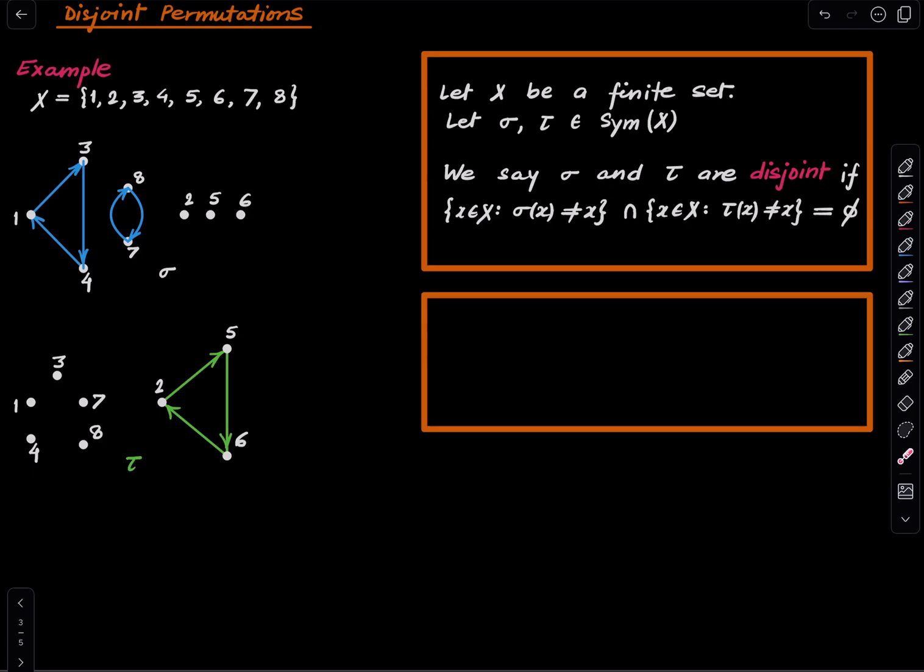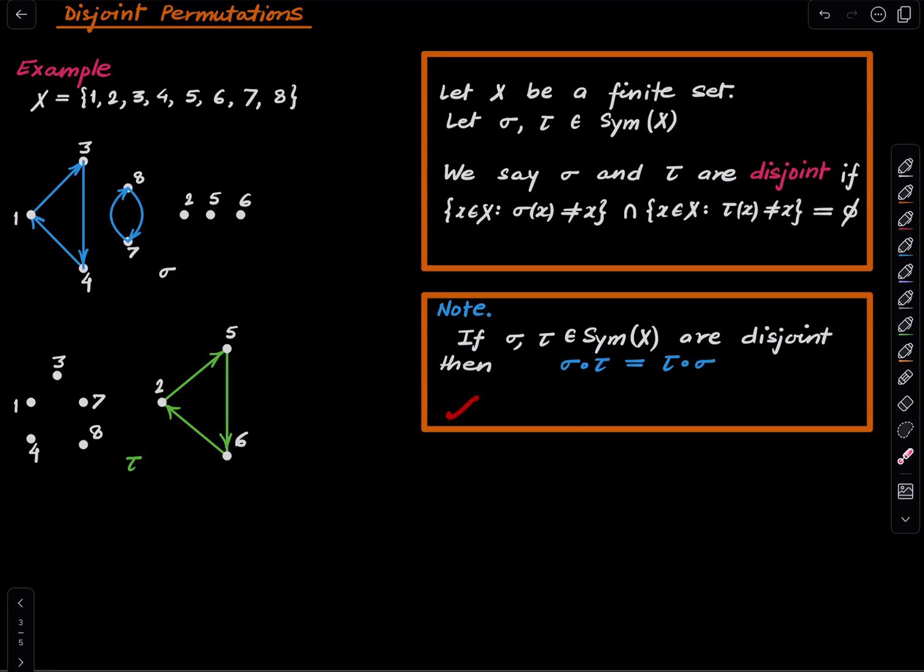Okay, and now here is a very simple observation again, which we will not prove. It is an exercise. Note that if we have two permutations sigma and tau which are disjoint, then they commute, so to say. It doesn't matter in which order you compose them. First you apply tau and then you apply sigma is the same as first you apply sigma and then you apply tau.